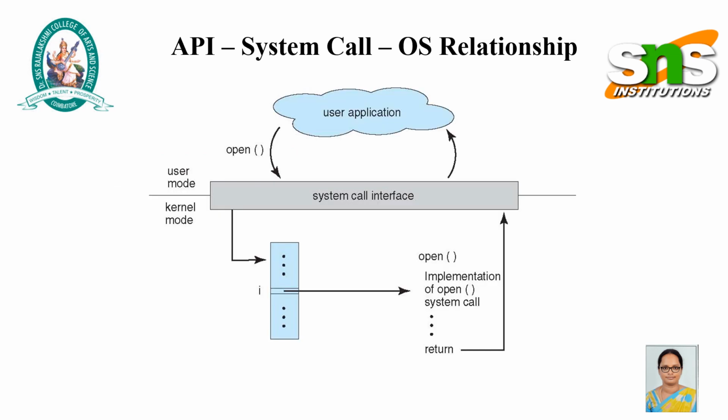API, system call, and OS relationship, as described in this picture. We have the user application, the system call interface, and the relationship between them. On the user side we have the user application, and on the kernel side we have system calls and the operations that are performed in your hardware system.